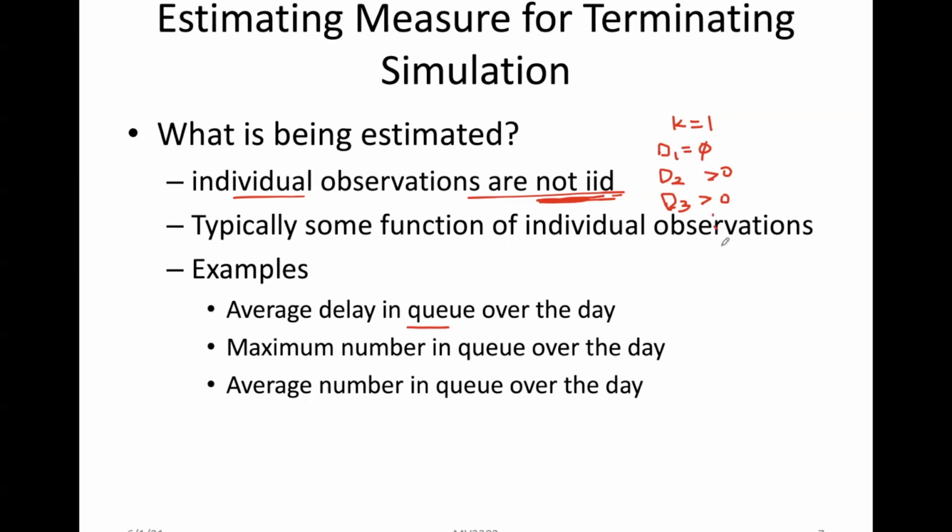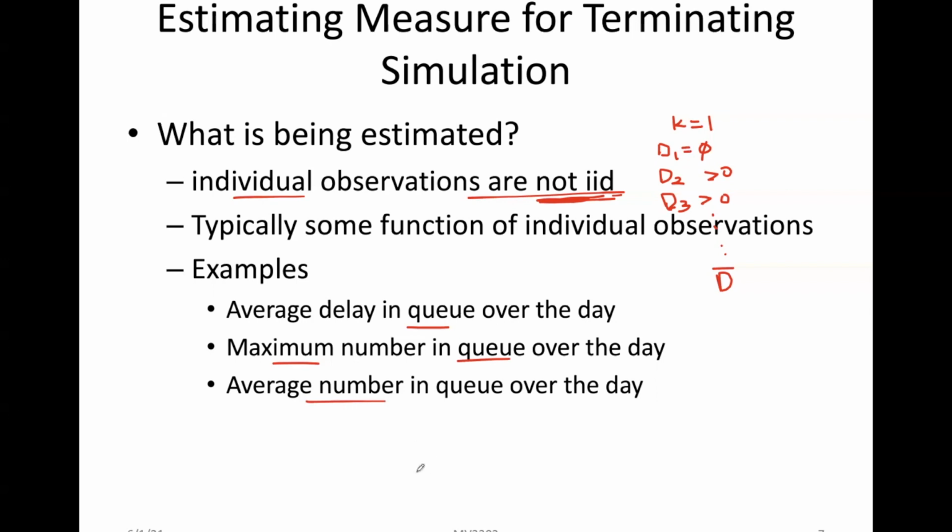So at the end of this run, for our entity server, we had a single average delay in queue over that replication. But what did that mean? That was simply the average delay over the day of our customers. Other values we might be interested in might be the maximum number in the queue over the day, or the average number in queue over the day.